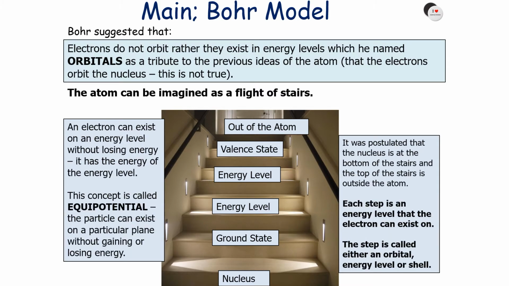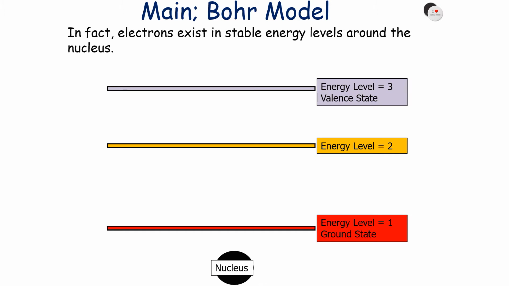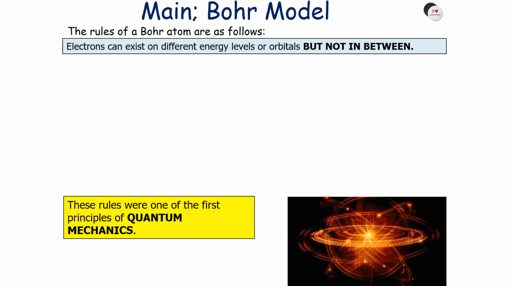Now an electron can exist on an energy level without losing any energy. It has the energy of that level, but electrons cannot ever exist between the energy levels. So whilst the original nuclear model had this idea, in fact we believe that electrons exist in stable energy levels around the nucleus. Now remember our rules of the atom. The electrons can exist on different energy levels but not in between.